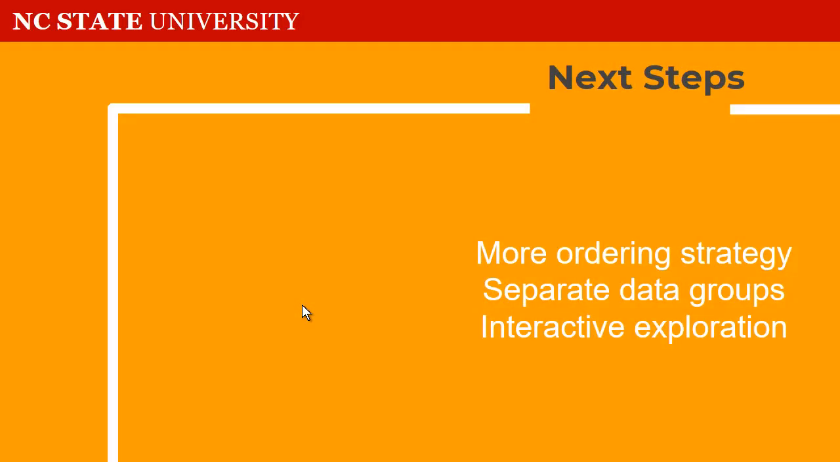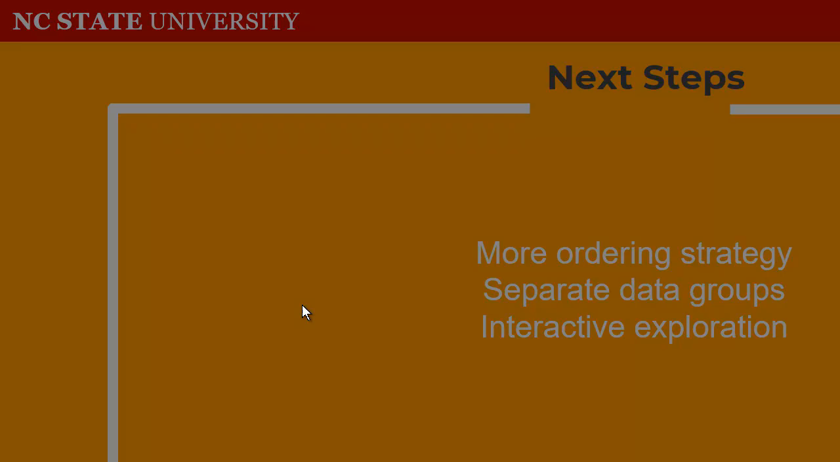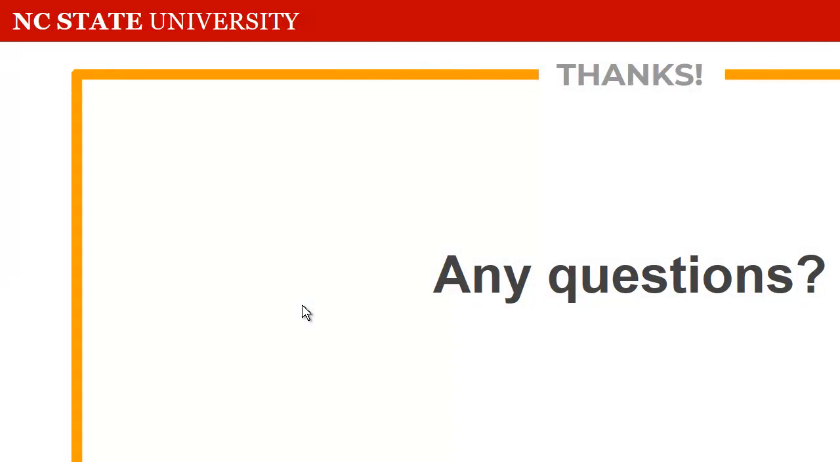So the next step in this paper is using more ordering strategies and using separate data groups on just one collective behavior, and enabling interactive exploration so that if a user clicks on one part of the motion rug, they can see the individual time frame of that time. And that's all.